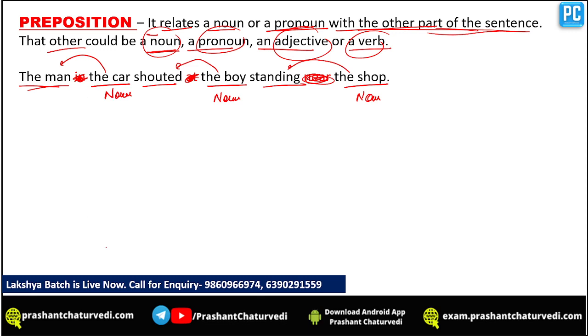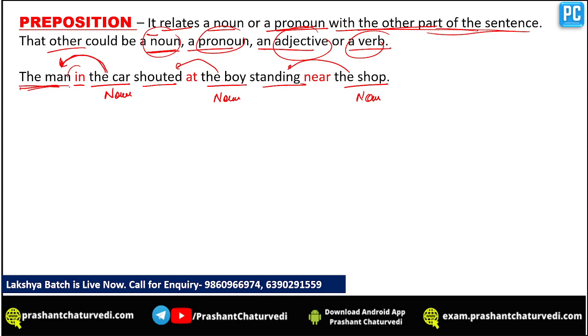The man in the car. If I put a preposition, the man in the car, it conveys a meaning. This phrase conveys a meaning. Shouted at the boy, it also conveys a meaning. And standing near the shop, it also conveys a meaning. So the main purpose of using a preposition before a noun or a pronoun is to relate that noun. Like here, car is related with the man in the car. Here it conveys a logical meaning.